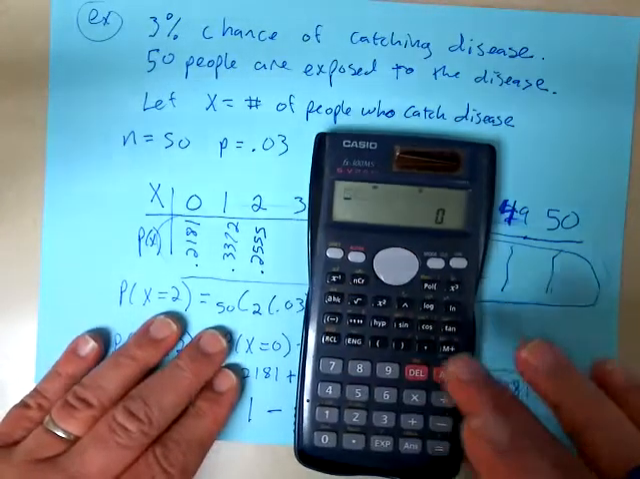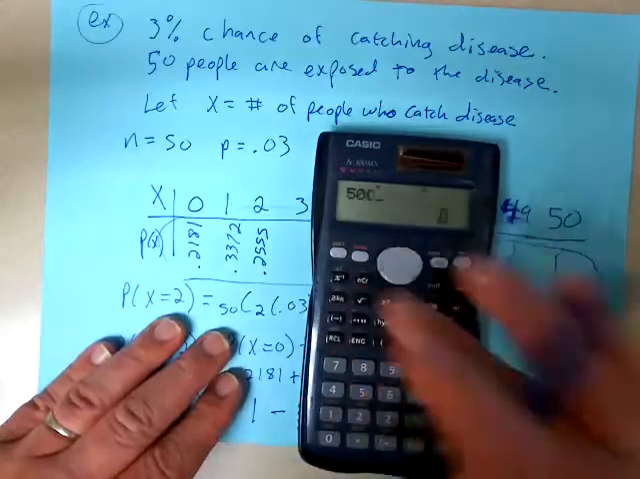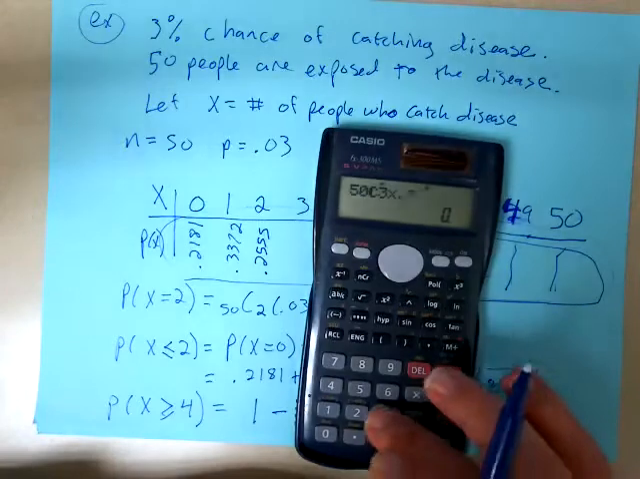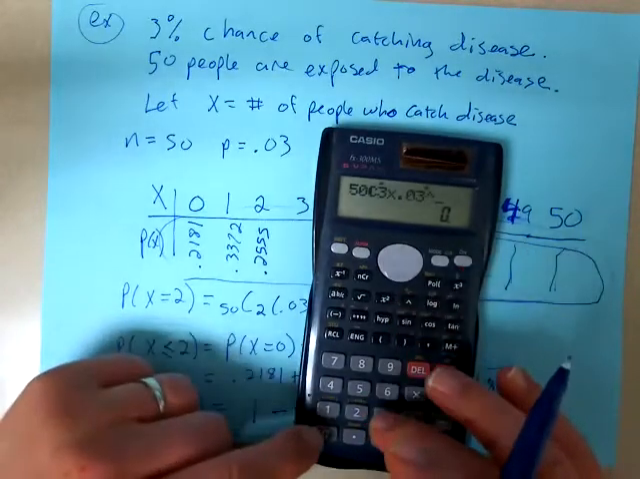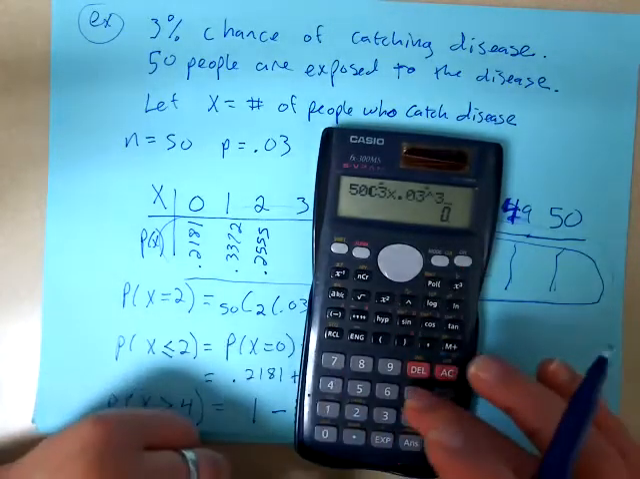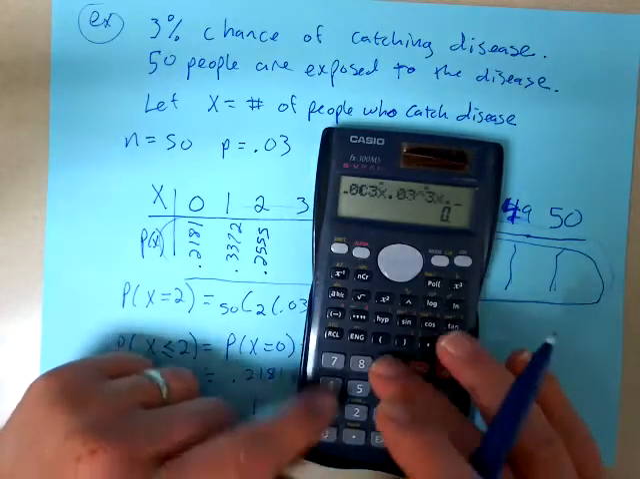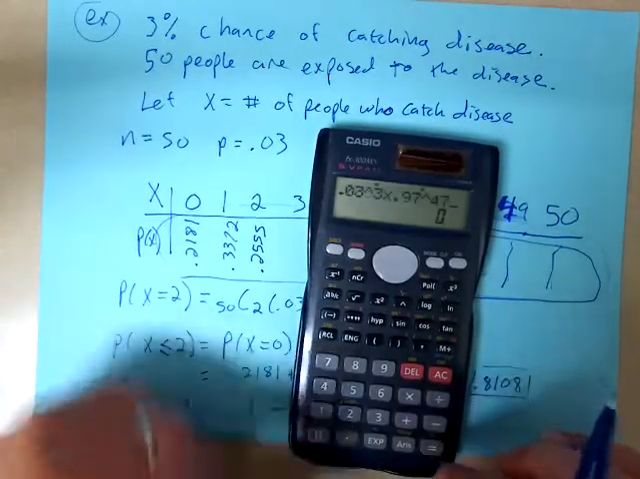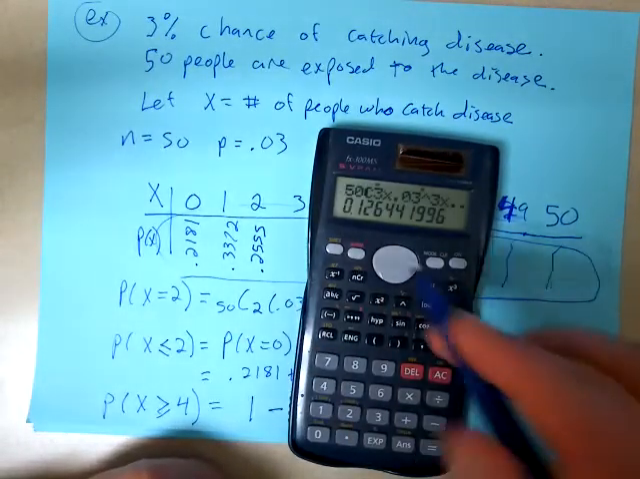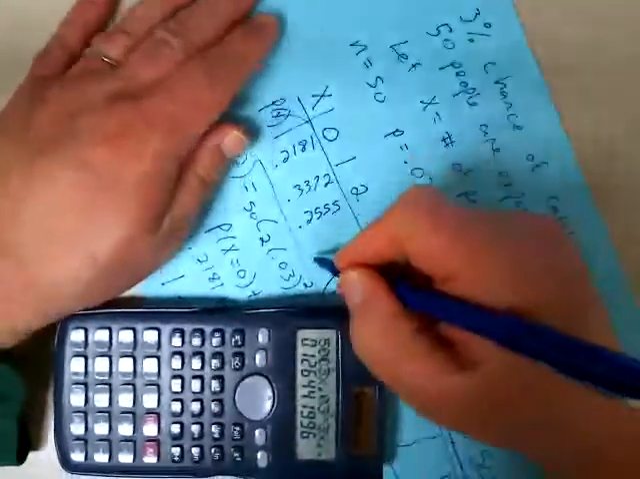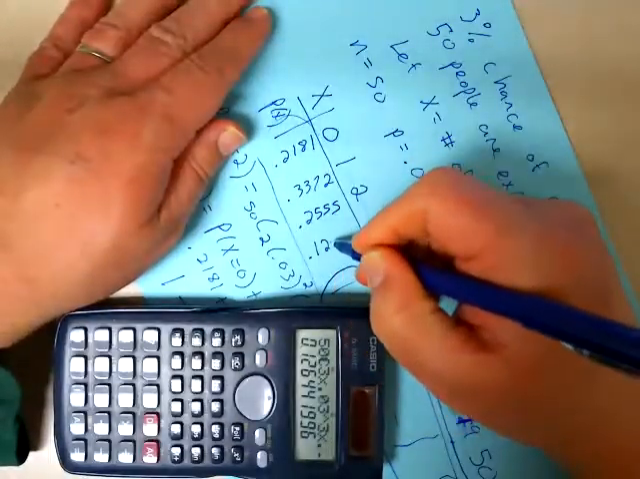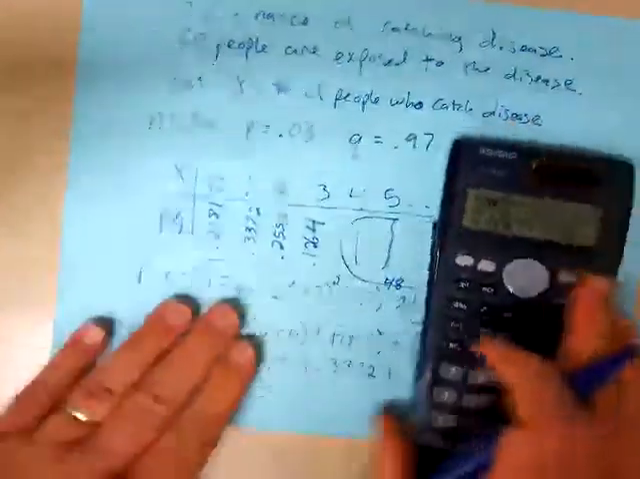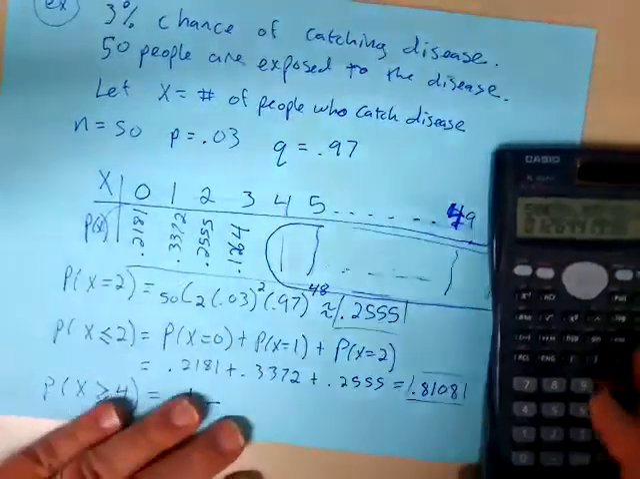choose 50, choose 3 times 0.03 to the third power times 0.97 to the 47th power. And you can see that that looks like it's 0.1264. Okay, so now I'm going to add all of these up right there.